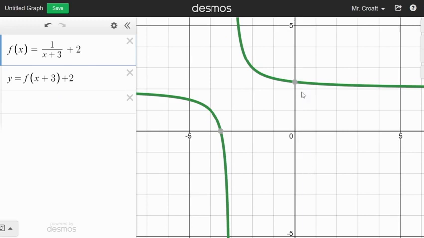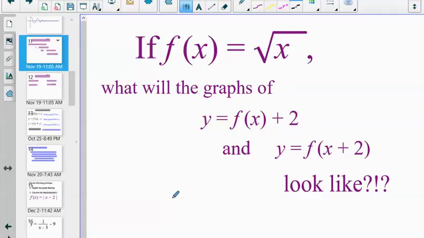That vertical asymptote that was the y-axis is now over here at x equals negative 3. Then that plus 2 outside of the function, or after the function, has moved the graph up by 2. The horizontal asymptote that was the x-axis is now a horizontal asymptote up here, y equals 2.